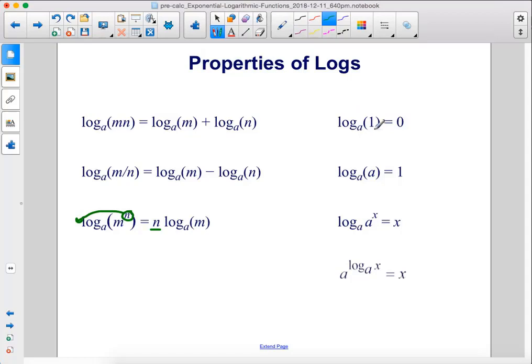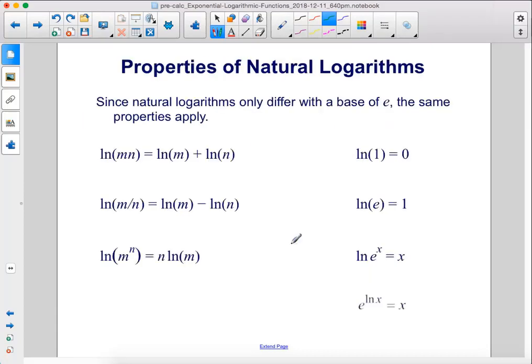Log base a of 1 equals 0. Log base a of a equals 1. Log base a of a to the x power equals x, because these cancel out. And a to the log base a of x equals x, because these cancel out. Since natural logarithms only differ with a base of e, the same properties apply.